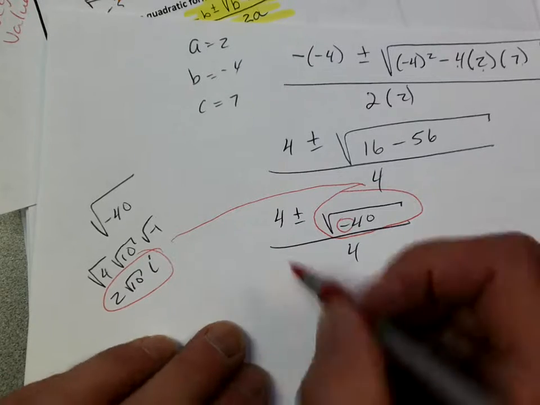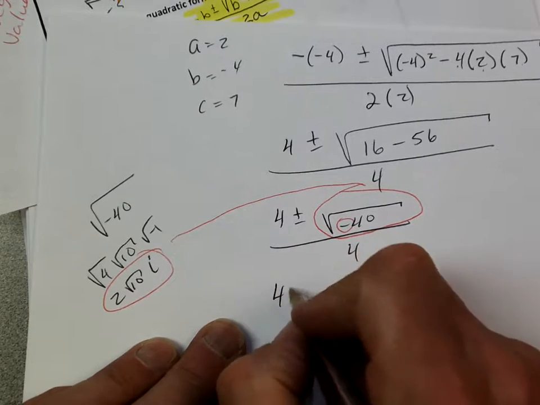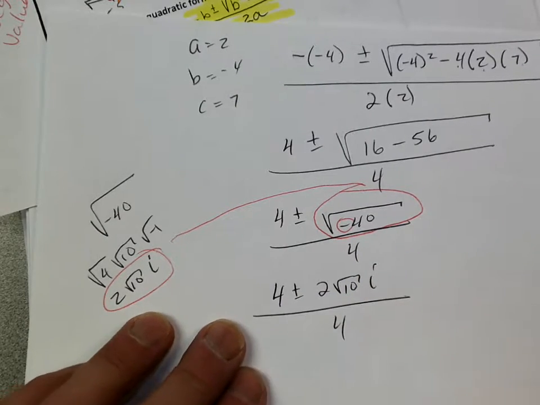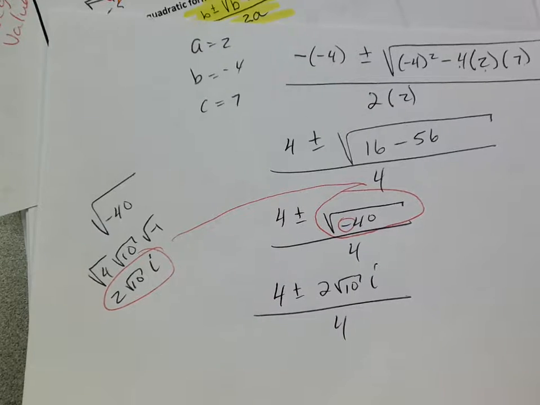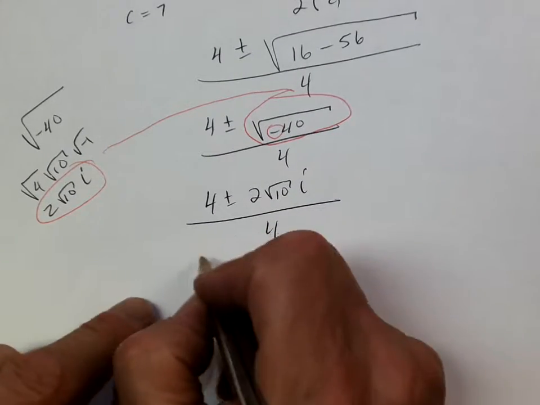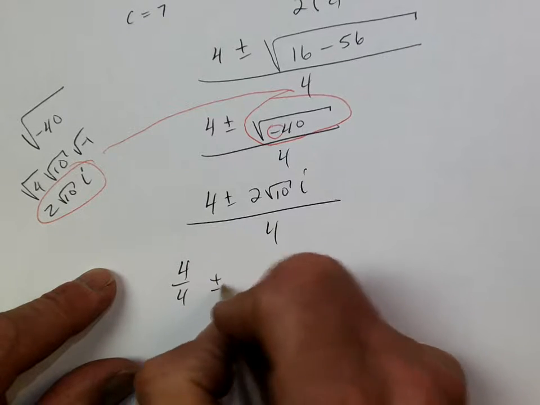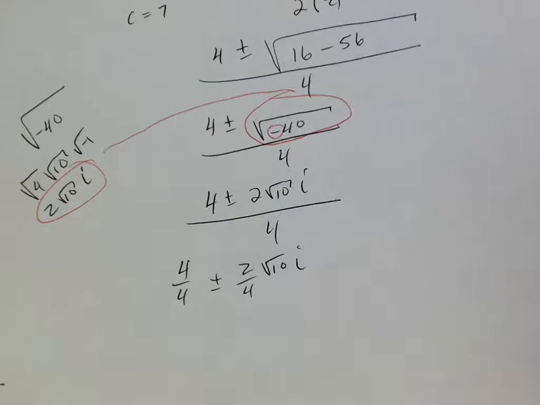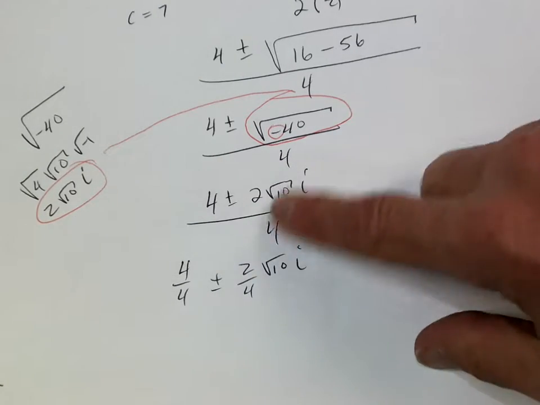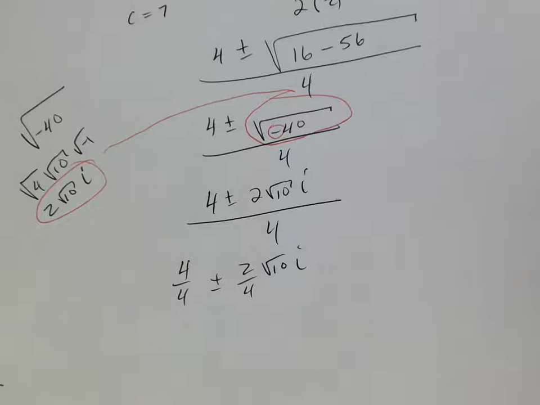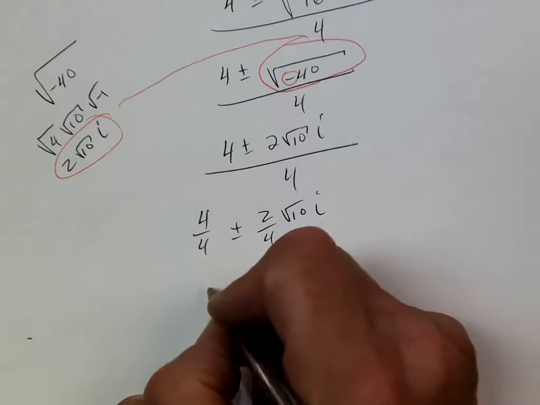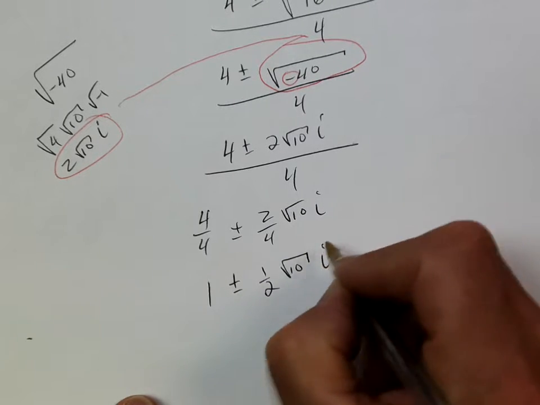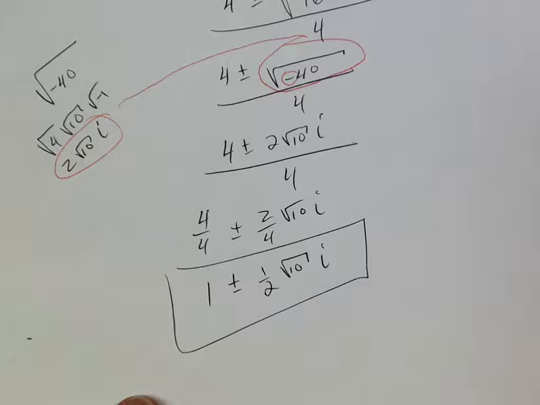So let's see what I have. I'm going to have 4 plus or minus 2 square root of 10 i, over 4. And the last thing I'm going to do with this problem is make it 4 over 4 plus or minus 2 over 4 square root of 10 i, because I have to break it up into 2 parts, a real and an imaginary. And of course, that's 1 plus or minus 1/2 square root of 10 i. That's the answer I want. Okay?